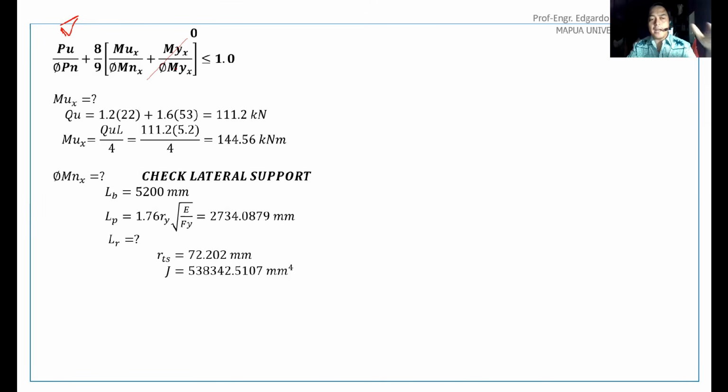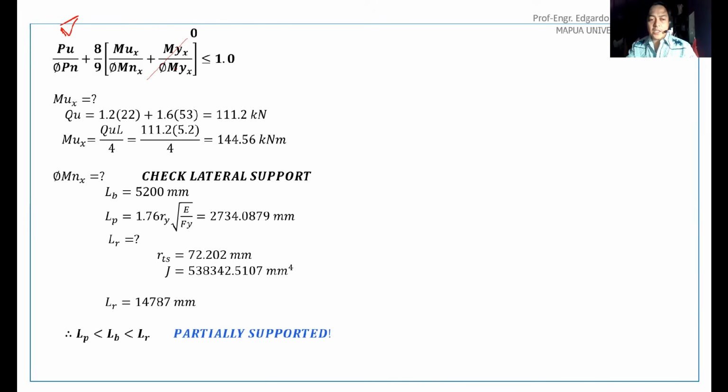Okay, for the L sub R limit, we will be needing the RTS or yung special radius of gyration, tapos yung torsional constant J. So I solved for that RTS and J. I didn't show it here na lang. And solve for the L sub R to be 14.7 meters. So ibig sabihin yung LB natin na 5.2 is less than naman dun sa LR limit para siya maging unsupported. So basically nasa gitna siya ng LP at saka ng LR, meaning it's partially supported.